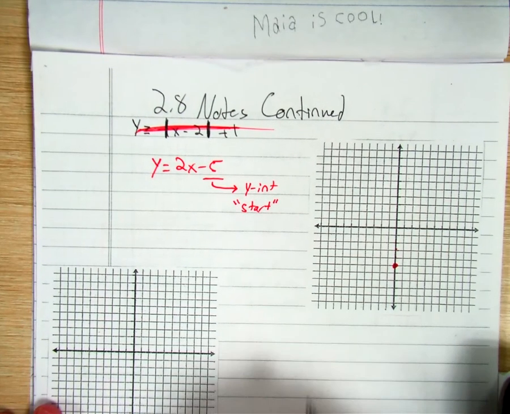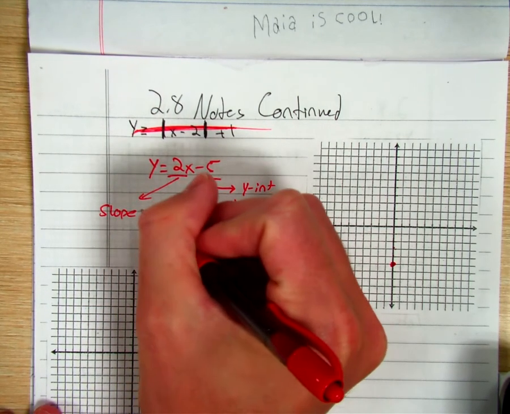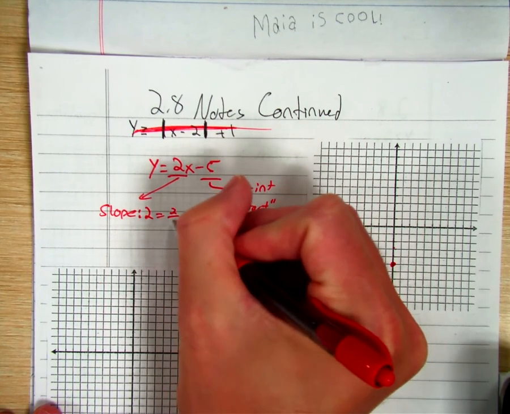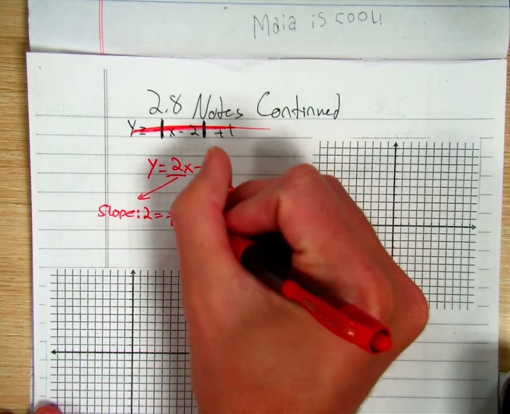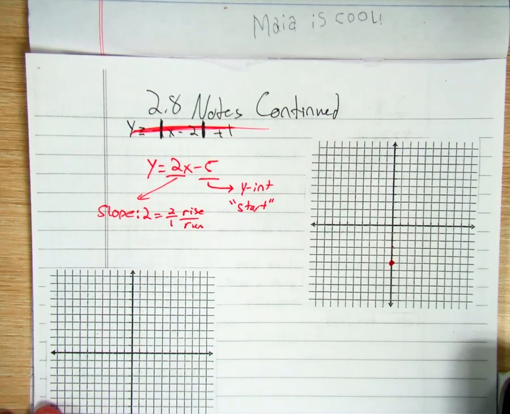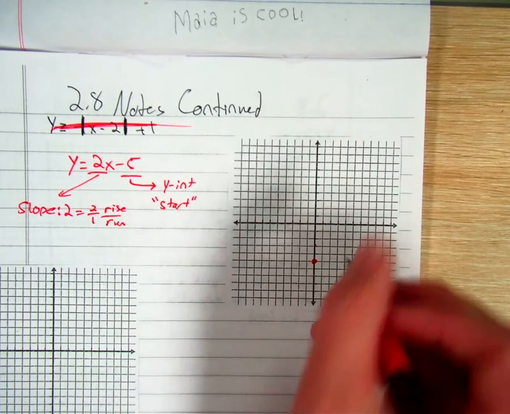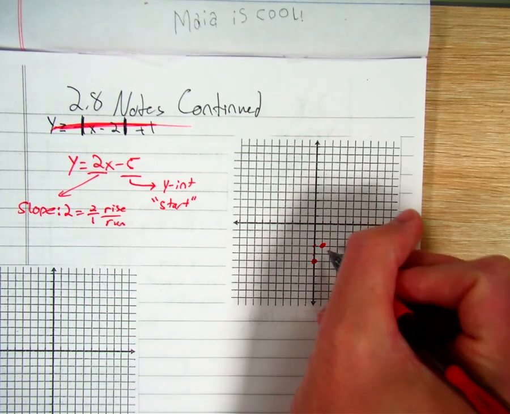Okay, the 2 from the 2x is our slope. And we can also write that as 2 over 1. And 2 over 1 would be our rise over run. So from our initial starting point at negative 5 on the y-axis, we're going to go up 2 over 1. And we'll do that a couple times.